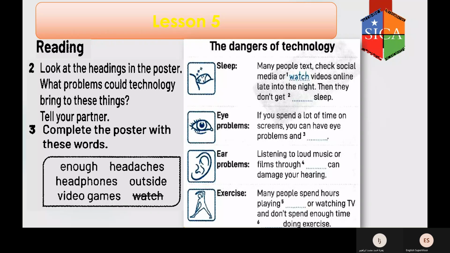Many people check social media, watch videos online. Here in the reading number 2, what problems could technology bring to these things? What problems could technology bring, in your opinion?